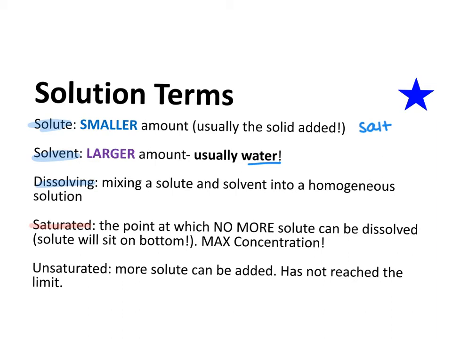The other topic we do is unsaturated. Unsaturated is when I can add more. So when you add salt and water, if you don't have any salt that's coming at the bottom, then you can still add more. That's what unsaturated means.